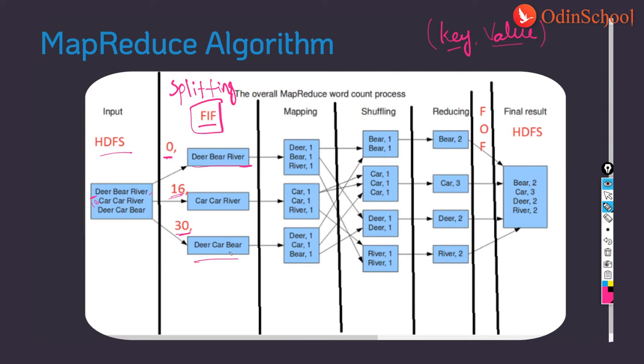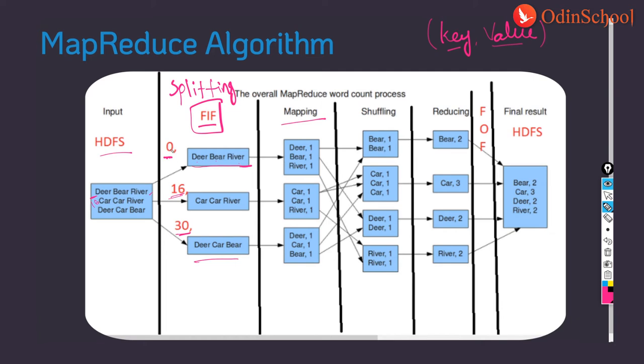So this way you got 0 comma deer, bear, river, that is your first key value pair. Then the second key value pair is 16 comma car, car, river, and the third one is 30 comma deer, car, bear. Okay. Now, after splitting, it would be passed to the mapper phase or mapping phase. Okay, and don't worry about this splitting phase, guys.